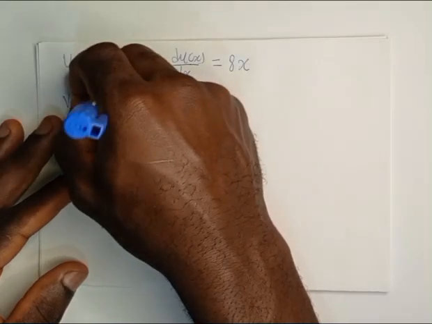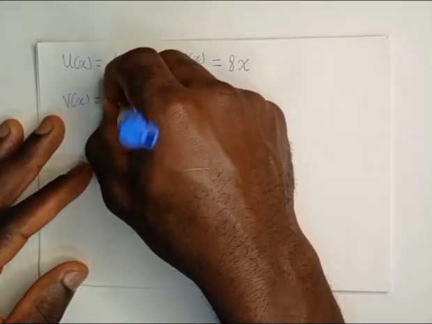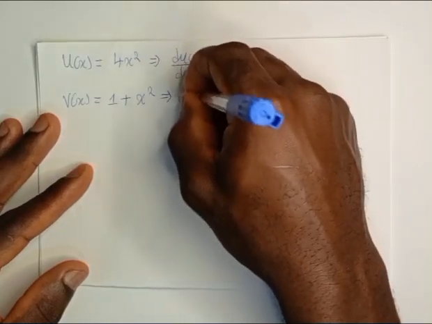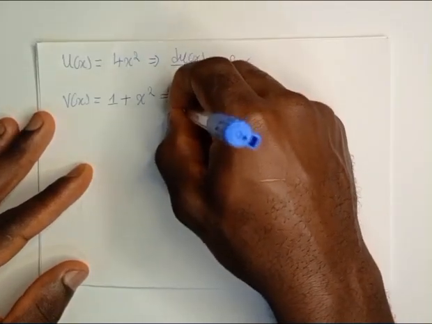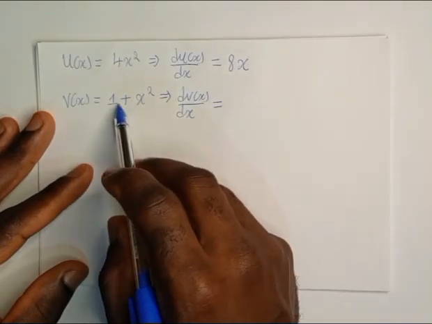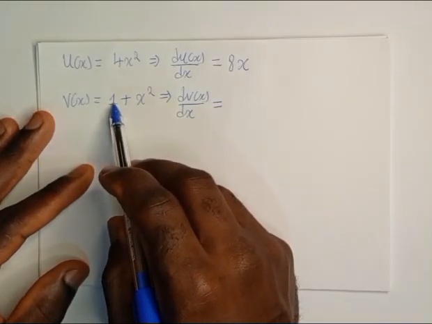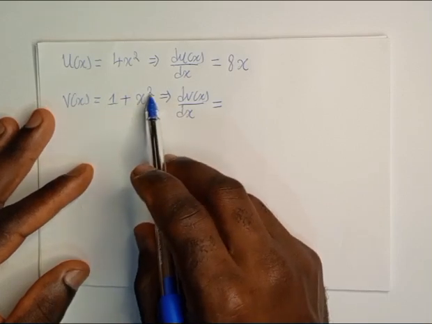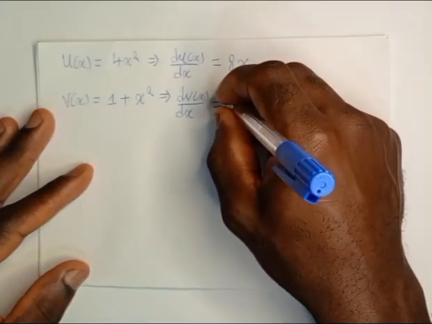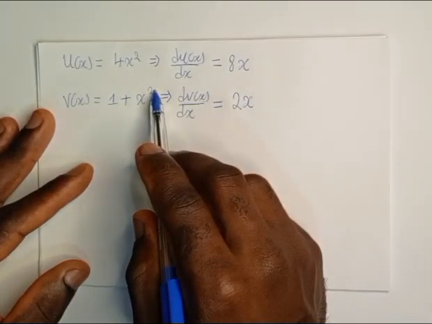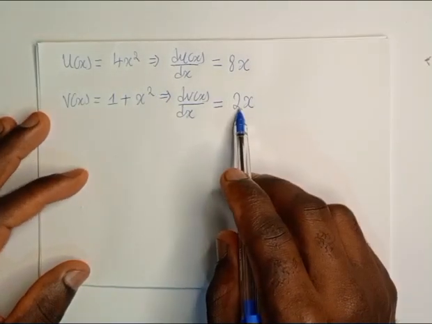v of x is equal to 1 plus x squared. Then dv of x over dx will simply be equal to the derivative of the constant 1, which is 0 because 1 is independent of x, plus the derivative of x squared, which gives us 2x raised to the power 2 minus 1, which is 1, gives us 2x.